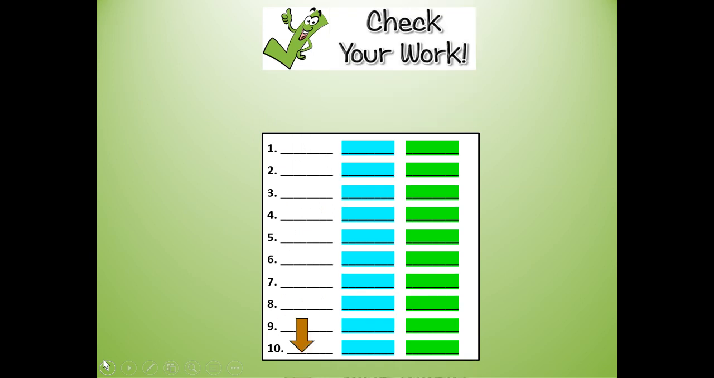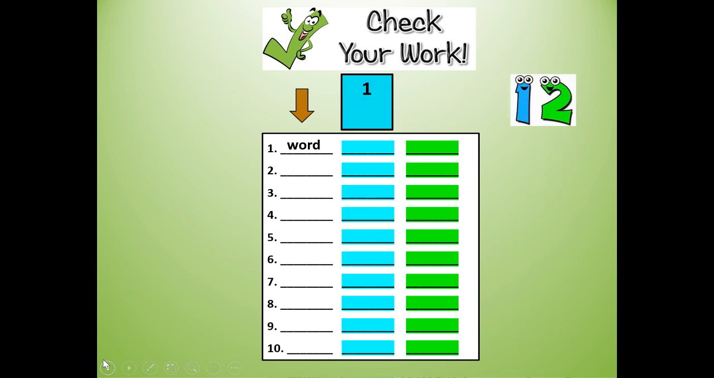So it's time to check your work. Make sure you wrote all 10 words correctly, because at the end of the lesson, your challenge is to write the words either one more time or two more times. You can write them one or two more times. If you write it one more time, you can draw a picture for the second time or not. It's up to you. So let's review our words.